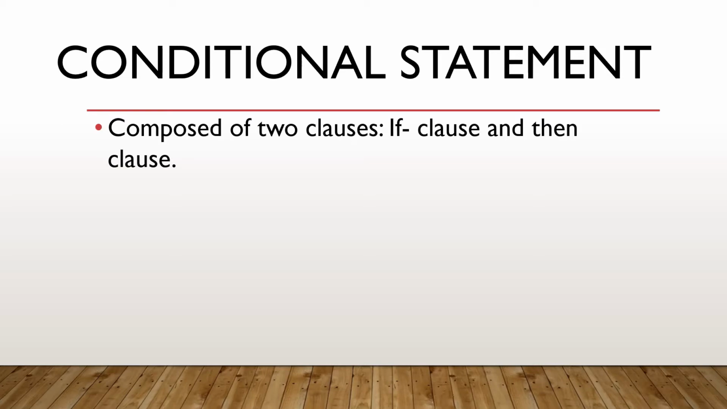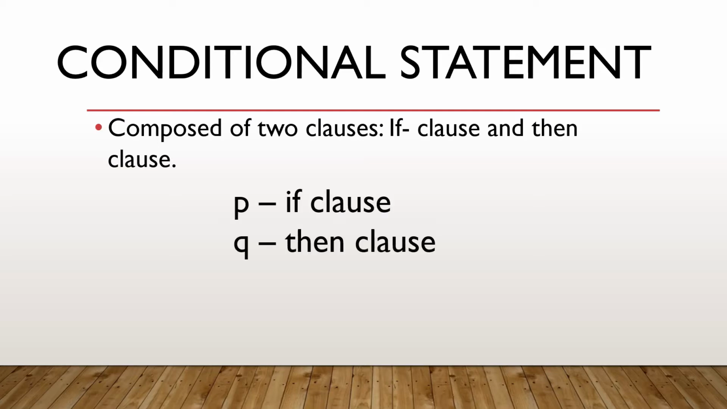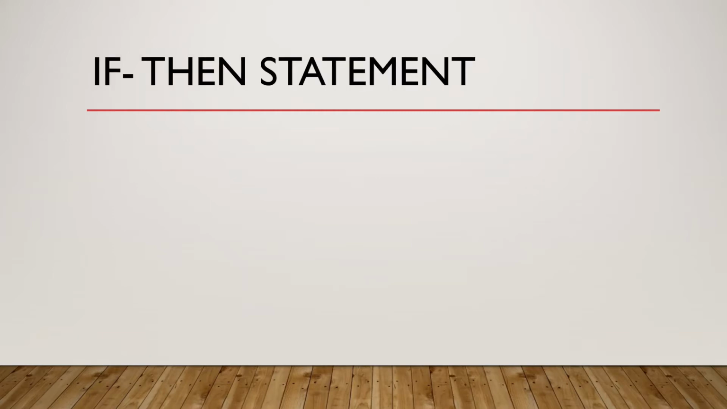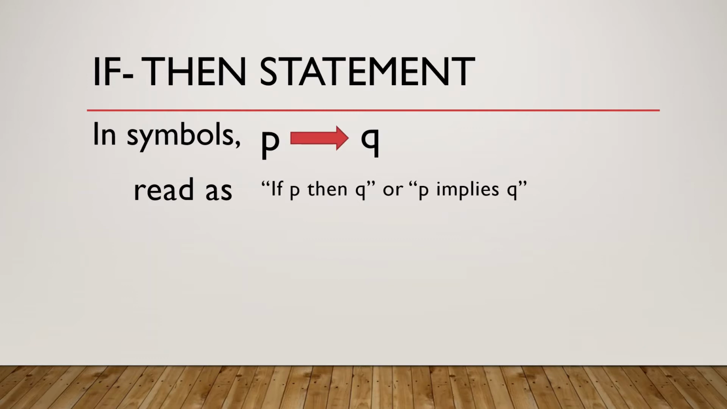Moreover, a conditional statement is composed of two clauses, the if clause and the then clause. We can denote a letter for each clause: P for the if clause and Q for the then clause. So the statement is if P, then Q. A conditional statement is commonly known as the if-then statement and can be represented in this symbol, which can be read as if P then Q, or P implies Q.